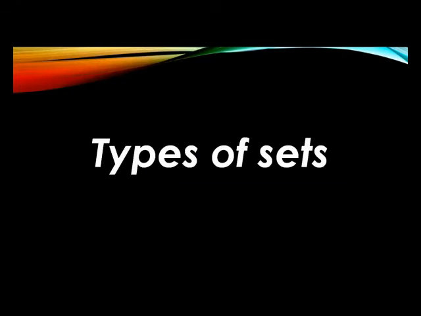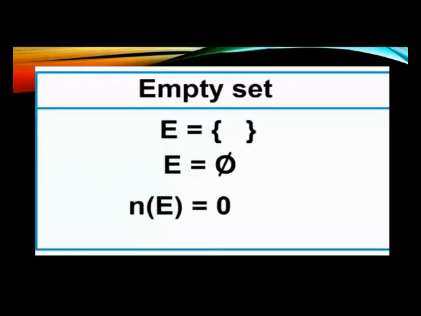Now there are some types of sets given in your syllabus. The first one is the empty set. The empty set is represented by E or any other name, and for it we use only curly brackets, and within the brackets there is no element, because according to the definition the set has no element, so that's why we draw only the curly brackets without any element.